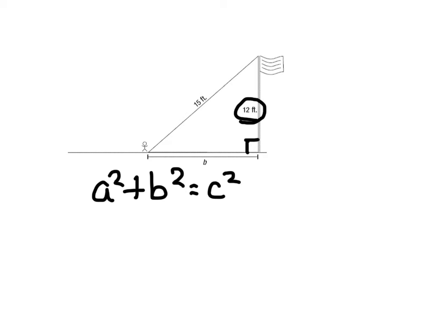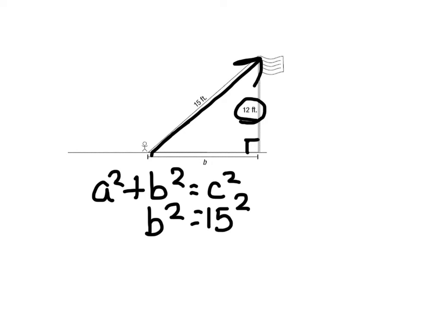And the line of sight from the person standing looking up to the top of the flagpole, that would represent the hypotenuse of the right triangle formed here. So 15 is going to equal C. The height of the pole will equal A.